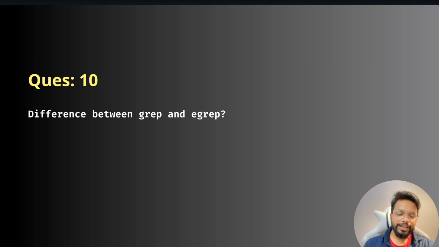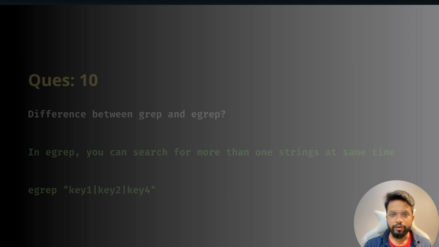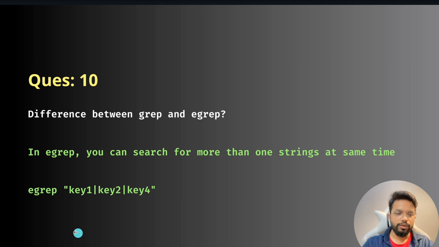Question number 10: difference between grep and egrep. Okay, very useful thing when you are dealing with multiple strings, or when you want to find multiple keywords within a file. Egrep will be helpful, although you can do the same thing with grep also. In egrep, you can search for more than one string at the same time. So this is the basic difference between these two commands. And here you can see the syntax also, egrep, and you can provide the multiple keywords or strings separated with a pipe like this, and multiple words, and after that you have the file name.